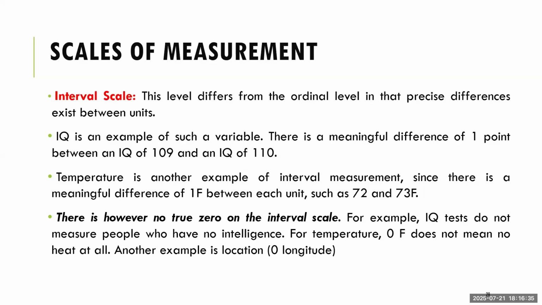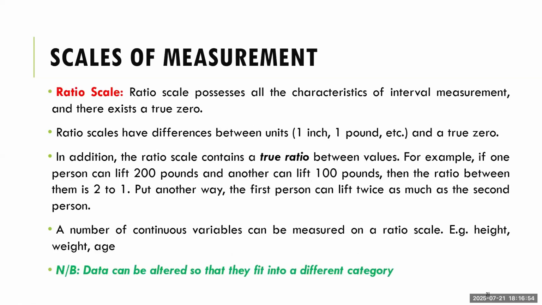In as much as the interval and the ratio scale are both numerical variables, for the interval scale there's no true zero. However, for the ratio scale, there is a true 0 point. So the ratio scale has all the characteristics of the interval scale, and there exists a true 0 point. When we say a true 0 point, that means 0 is 0, nothing is there, right? And then the ratio scale contains a true ratio between values.